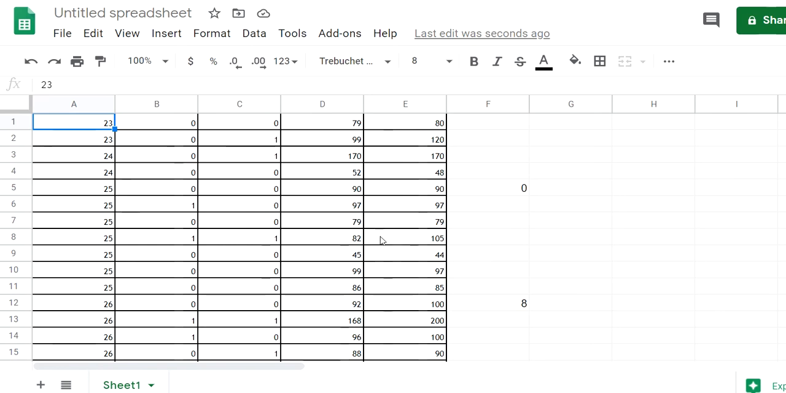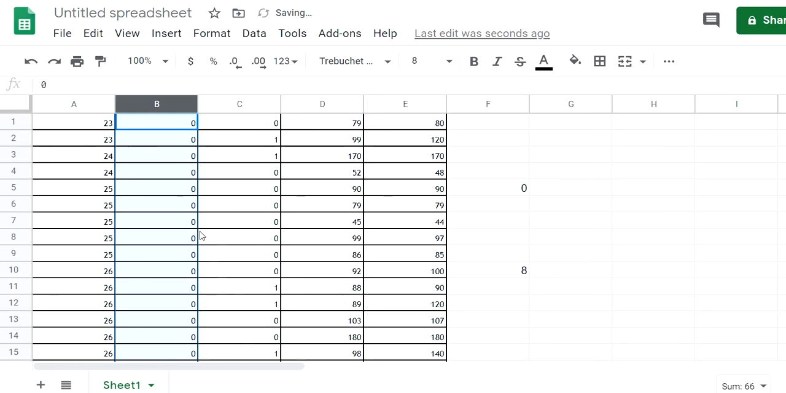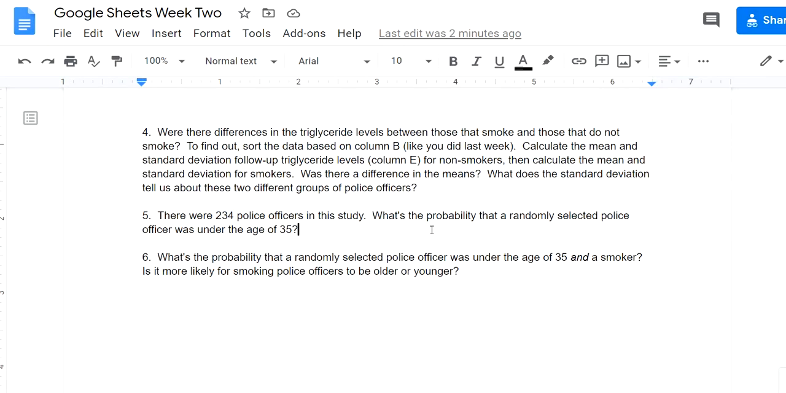So once you sort by age, then sort by smoker status. And look how Google Sheets does that for us. It keeps all the non-smokers together, and then it puts all the smokers together. So you want to count up all the smokers that are under the age of 35, and then divide by 234. That's how you would calculate that probability. They've got to meet both those criteria. So count up all the people that are under 35 and a smoker, and then divide by 234. And that's the probability that a randomly selected police officer is a young smoker, relatively young.